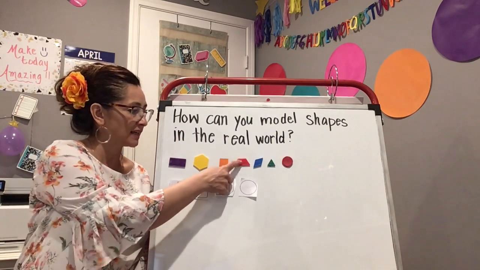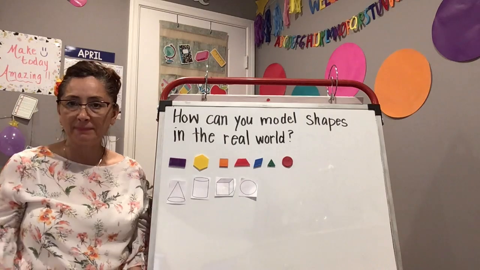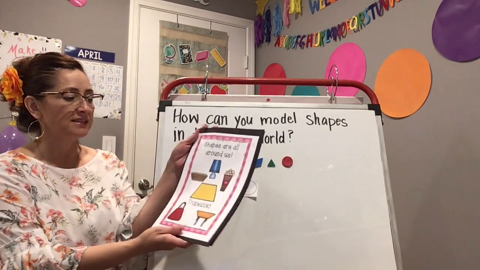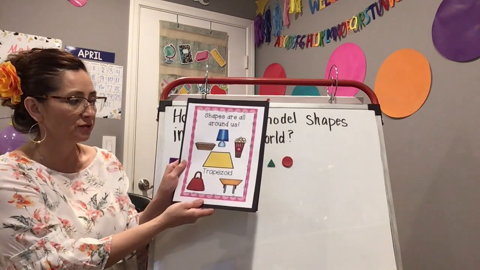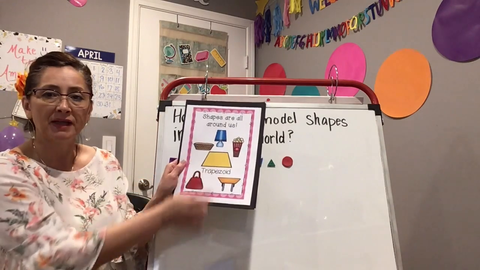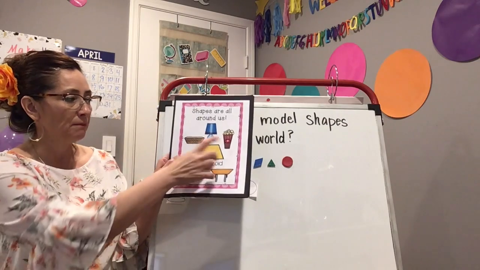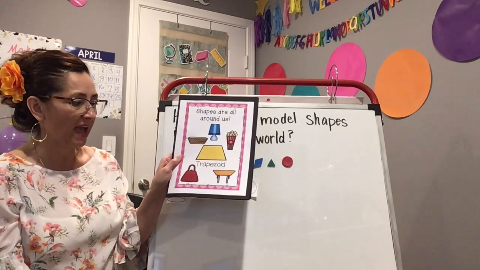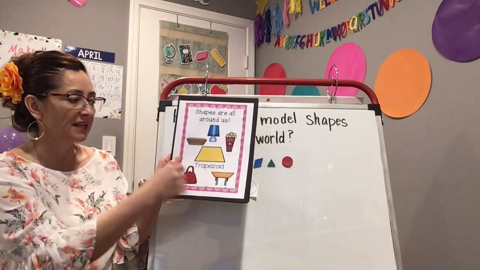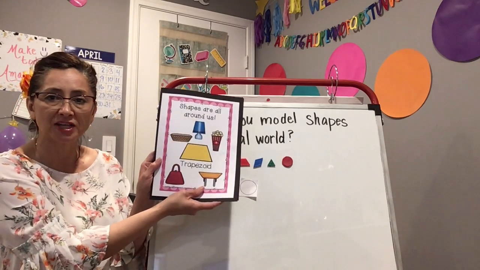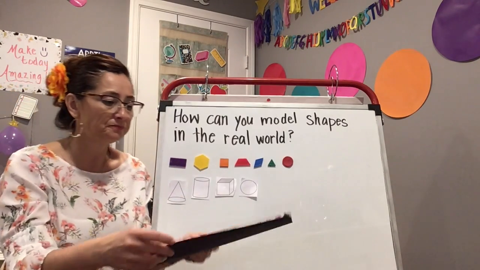Then we take a look at our next shape here, our trapezoid. And we see things that are shaped like a trapezoid too. There's a lamp, and we can also see a basket here and a popcorn bag. So we can see lots of things in the world that are shaped like a trapezoid.